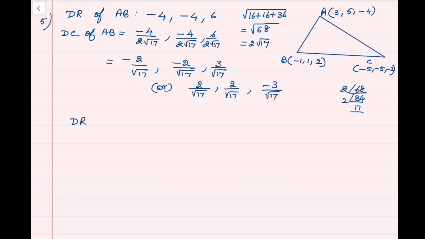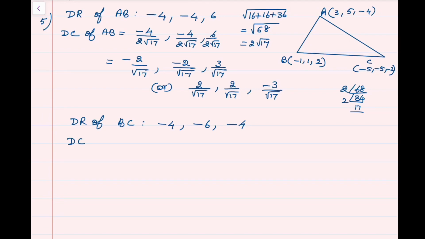Similarly, let us find DRs of BC. We may do C minus B or B minus C. Let us do C minus B. Minus 5 plus 1, which is minus 4. Minus 5 minus 1 is minus 6. Minus 2 becomes minus 4. We have the same numbers 4, 4 and 6. We will get 2 root 17.